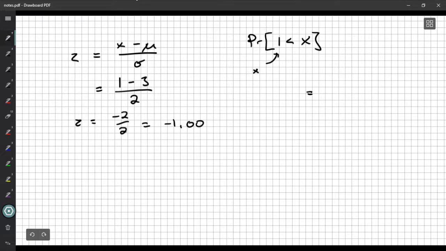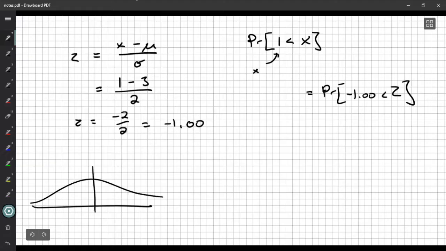So the probability that x is bigger than 1 is the same as the probability that our z, our standard normal random variable, is bigger than -1. Okay, well that's a problem from the last lesson. Okay, so what do we do?